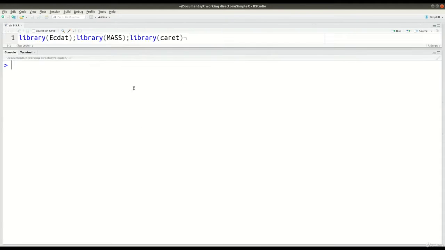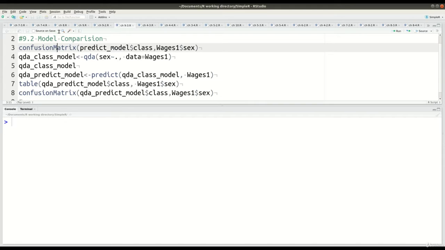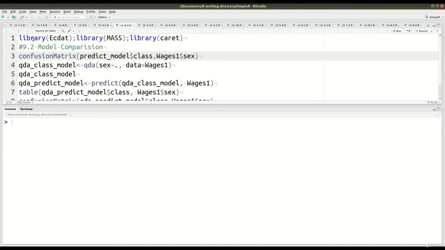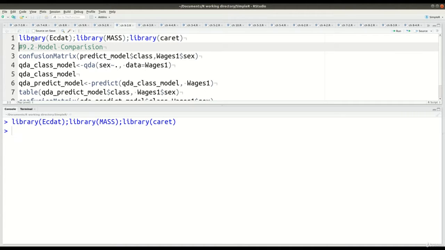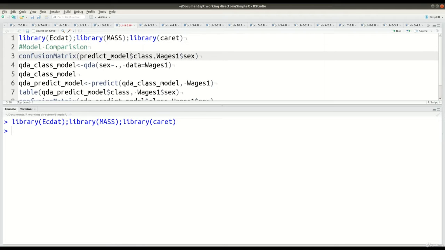Here I am inside R, and the packages we need are at the top here. Most of this is already familiar to you. The caret package might be new. This might not have been in the prior code. So we press Control Enter. Now we're simply going to do our model comparison. And right here in line 3, we have our predict model.